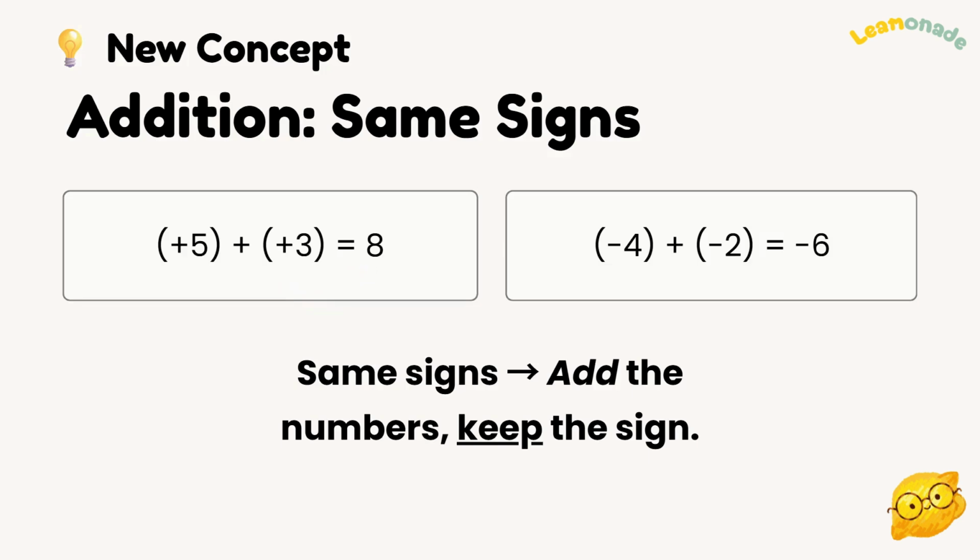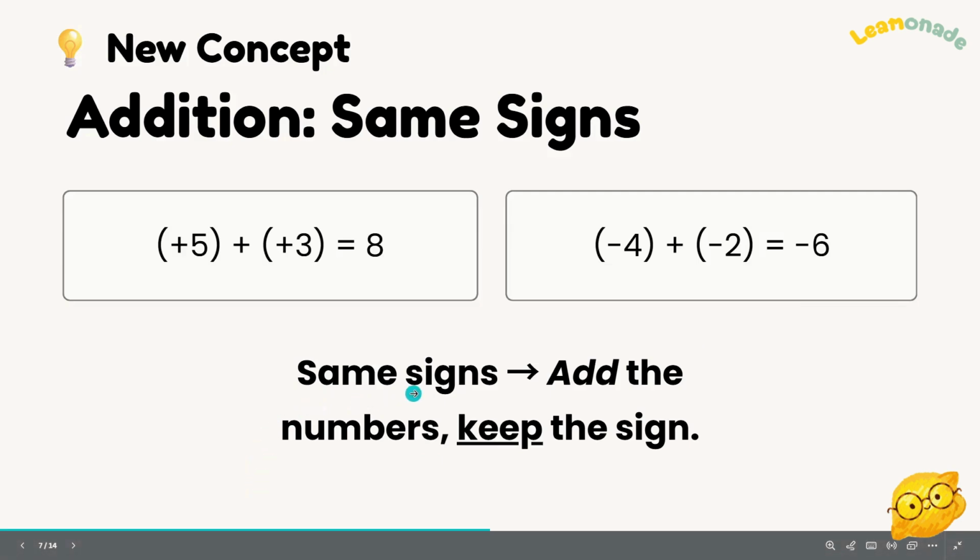Now, let's look at the second example. Negative 4 plus negative 2. That gives us 6. Since both numbers are negative, we keep the negative sign. So the answer is negative 6. Here's an easy rule. Same signs, add the numbers, and keep the sign.